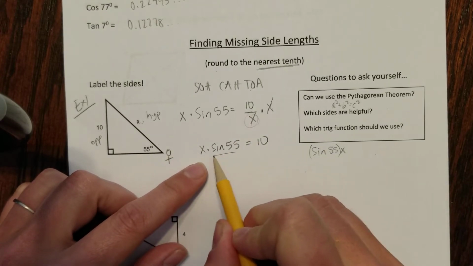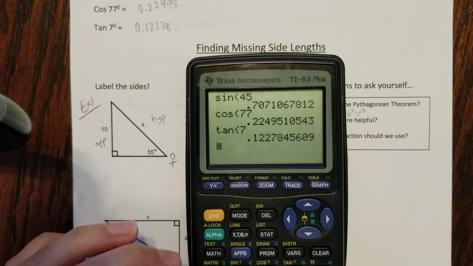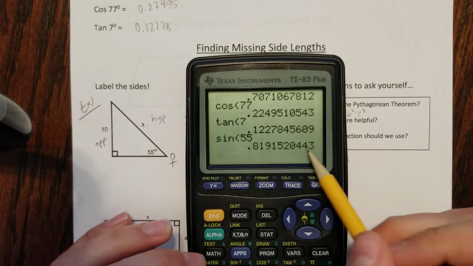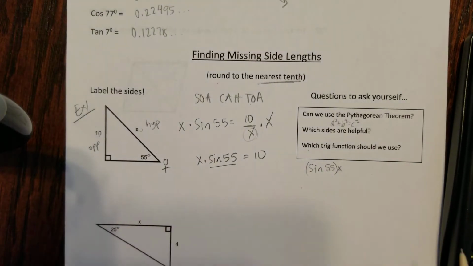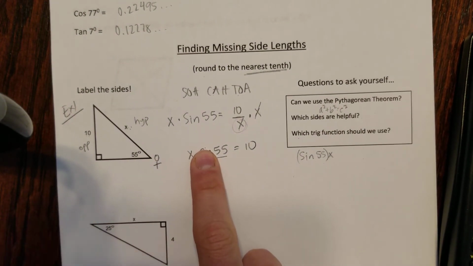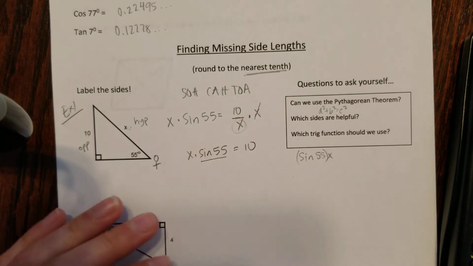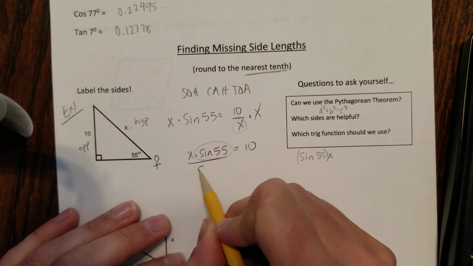Now, the sine of 55 is a number, right? We just got done practicing that, so sine of 55, it's just a long, crazy decimal. So we are just going to divide by it. For instance, if this were just x times 55, we would divide by 55, right? This is just representing a number, so we're going to divide by that number.